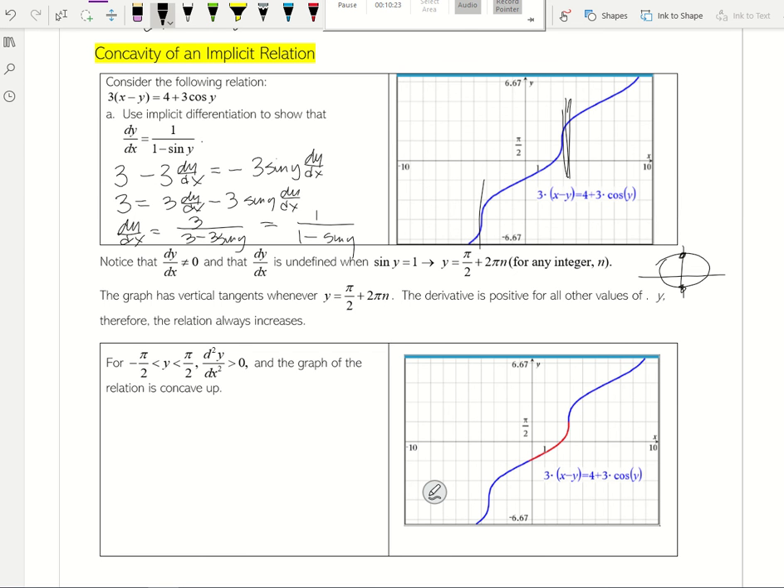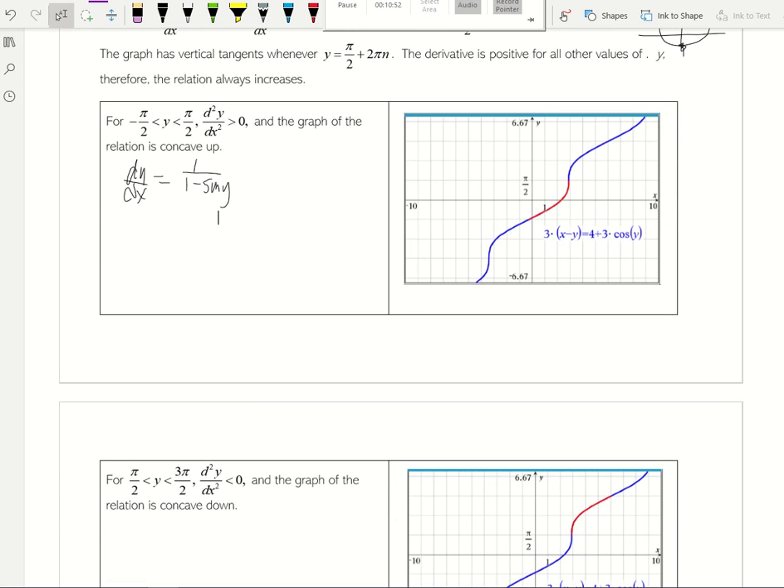Okay, now we're going to analyze concavity, so that means we have to do the second derivative. If dy/dx equals 1 over 1 minus sine y, how am I going to find the second derivative? Wouldn't you just have to find the derivative of the bottom? Well, yes, but you can't just do that and stick it on the bottom. You've got to raise it to the top and do the chain rule. So this is going to be 1 minus sine y to the power of negative 1. We can't just ignore stuff; we have to work with what we have.